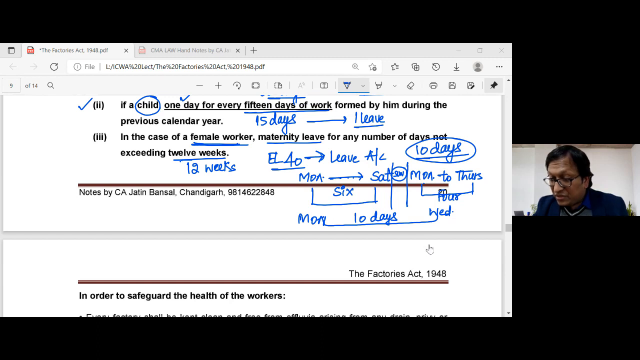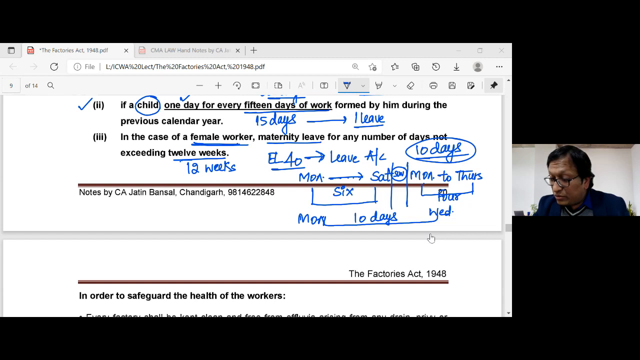We have 10 workers without aid of power doing a manufacturing process. So is it a factory? No, because you are working without the aid of power, and with only 10 persons. Without the aid of power, we need to consider 20 or more persons. So it's not a factory.